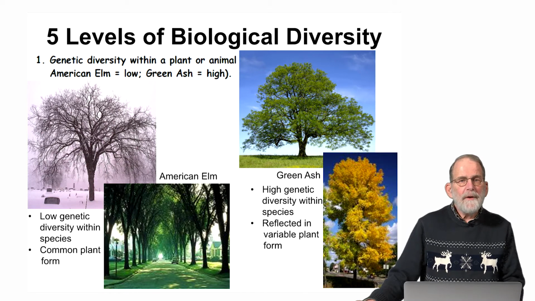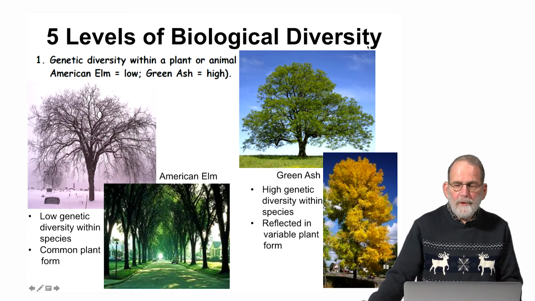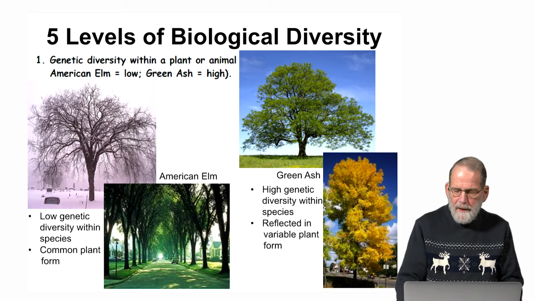Green ash trees, on the other hand, have a much higher level of genetic diversity within the species, and this is reflected in the quite variable plant form that you'll find. In the upper slide, we see a broad oval canopy, and in the lower right slide, we see a very vertical upright habit.